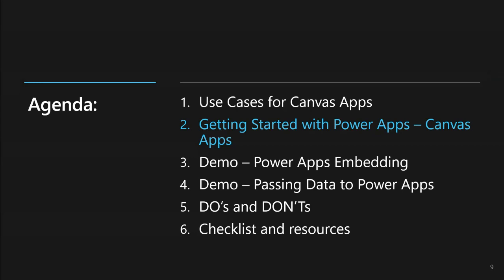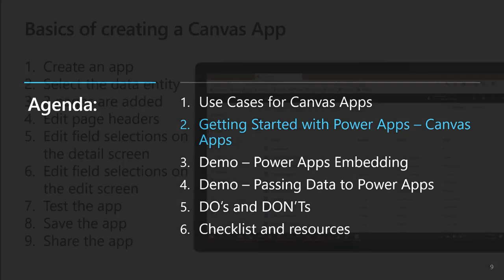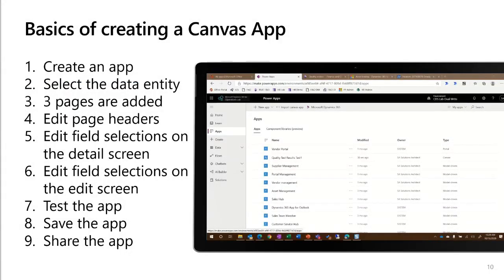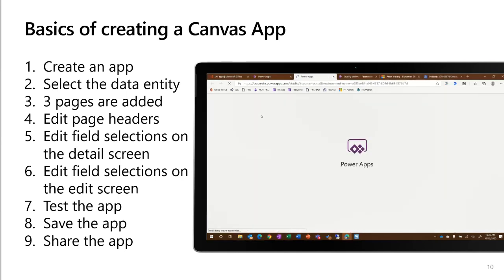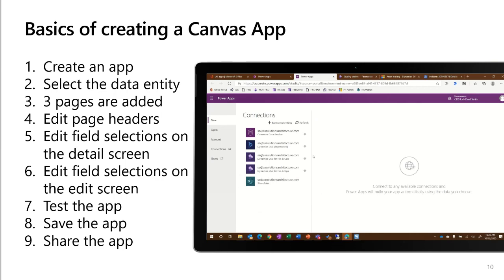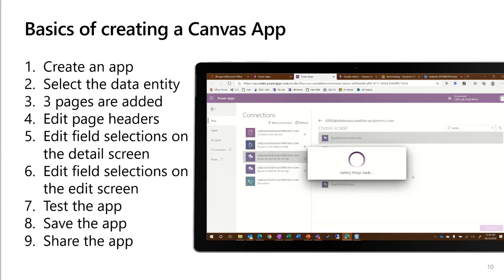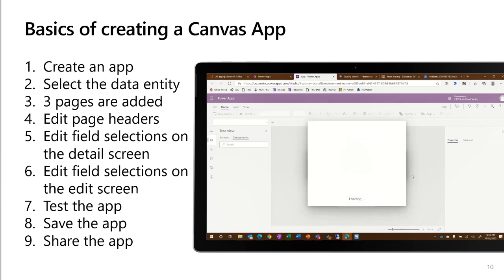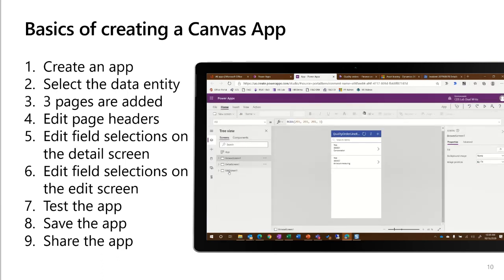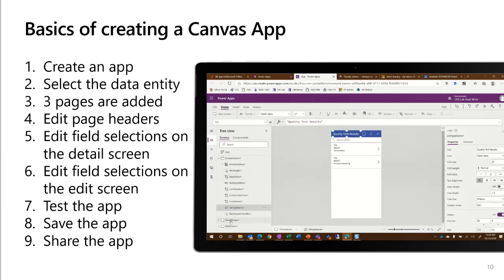I want to dive into how to get started with Powerapps. If you've never built a Canvas app before, it's a pretty simple process, and I'm going to start with a very simple demonstration. I'm here in the Maker portal, and to create that app, you click on New App. Then you need to choose a template. In my case, I'm just choosing to start from blank, and I'm selecting the environment and the data source. For my example, I chose the quality order line test results. You'll notice that it creates three pages for you automatically: a browse, a detail, and an edit screen.